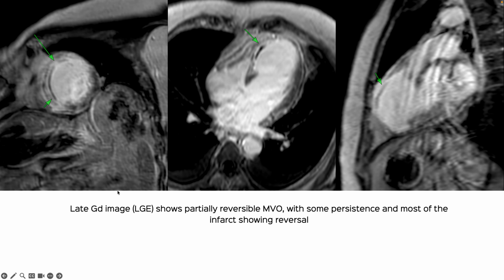The late GAD image shows that a lot of the infarct fills in, if that's the word you'd want to use, but there is some persistent black area which tells us that there is an element of microvascular obstruction, but a lot of what was there before has reversed. And so we would say that this is a partially reversible MVO or microvascular obstruction.